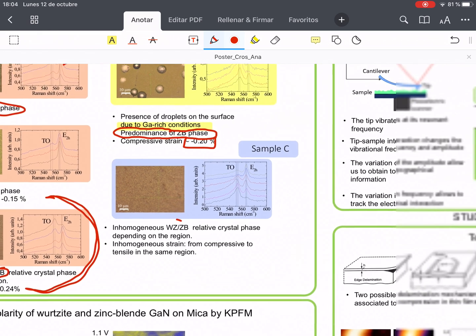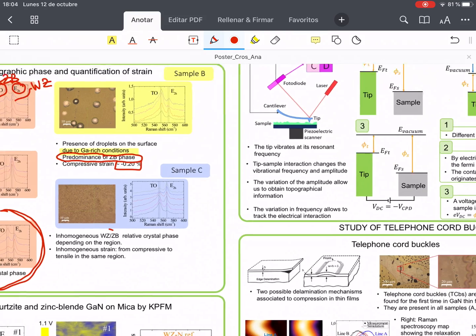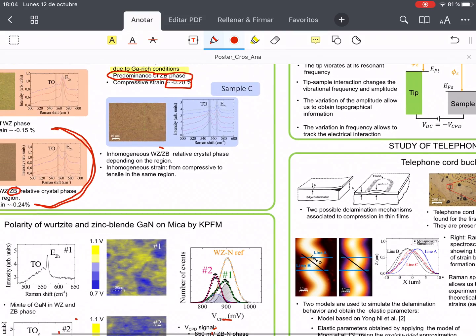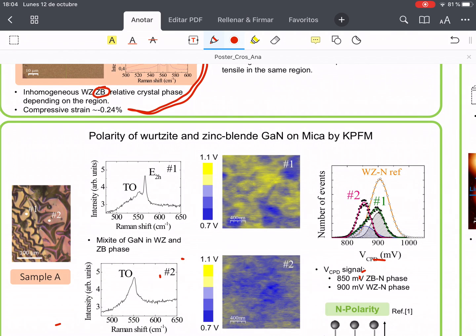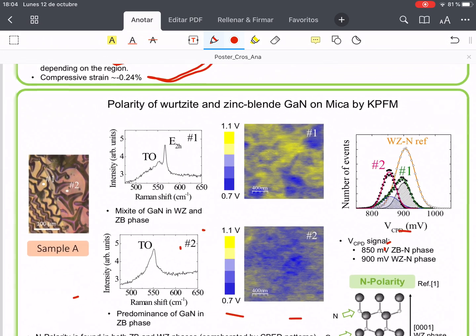And finally, sample C was very similar to sample A, although more homogeneous. We have also studied using atomic force microscopy and Kelvin probe force microscopy. We have studied the topography of the samples and their electrical characteristics.